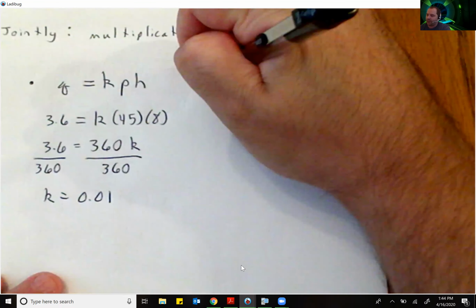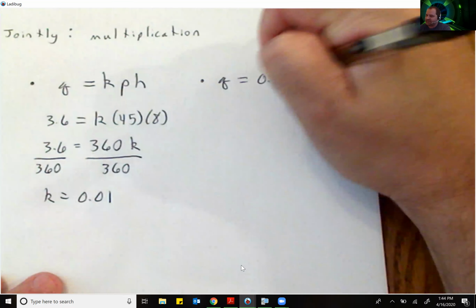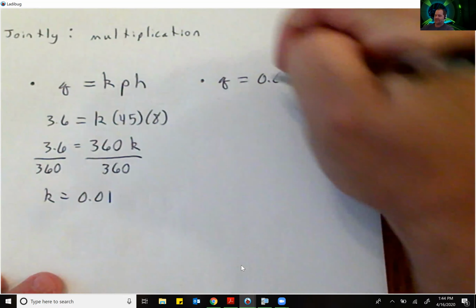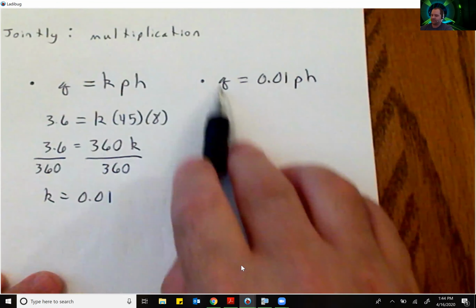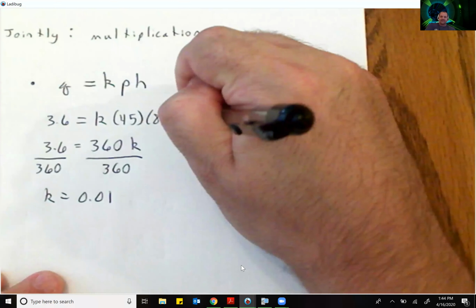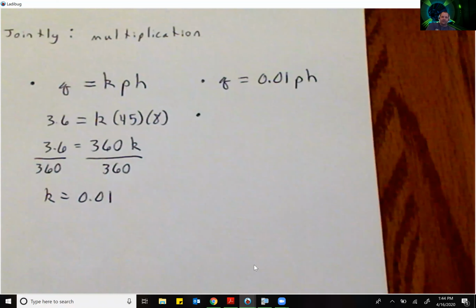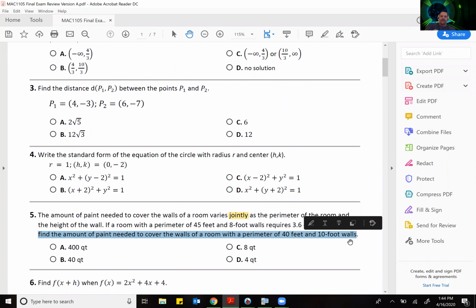Now we're going to rewrite our equation with just K in it. So this is what we're working with now. That's the real equation. This is what we're going to use to answer the final question, because that's what the rest of this sentence is for after the comma. So right here, in this final piece, they give us more information to plug in so we can figure out our answer. Okay. So it says, find the amount of paint needed to cover the walls. So we're looking for paint. So that's Q.